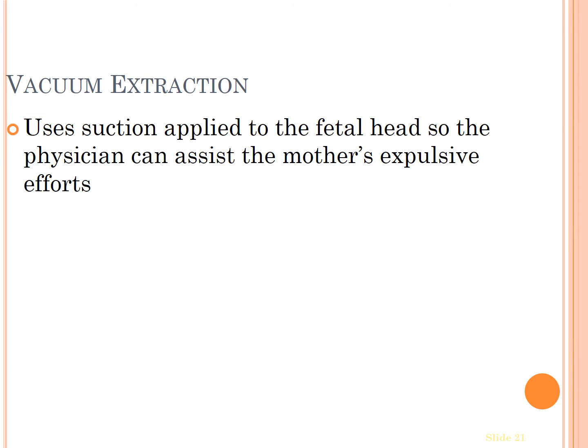The next type of device that we have is called a vacuum extraction. Both forceps and vacuum extraction are used to assist with completing that second stage of labor, which of course is that pushing stage, right? Of course, we want to look out for mom and we want to look out for baby. If mom is getting very exhausted from pushing, it may help her, okay, to have that extra help from her healthcare provider.